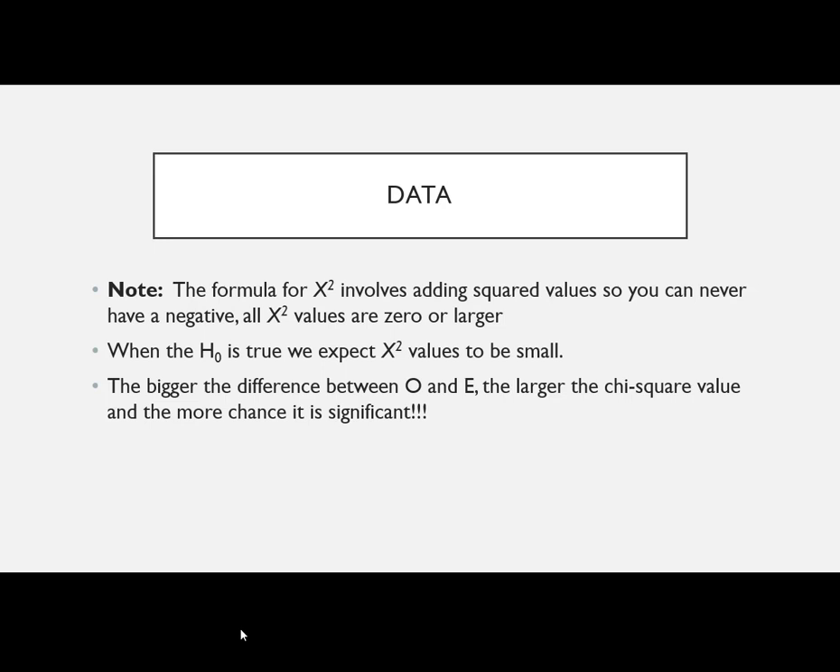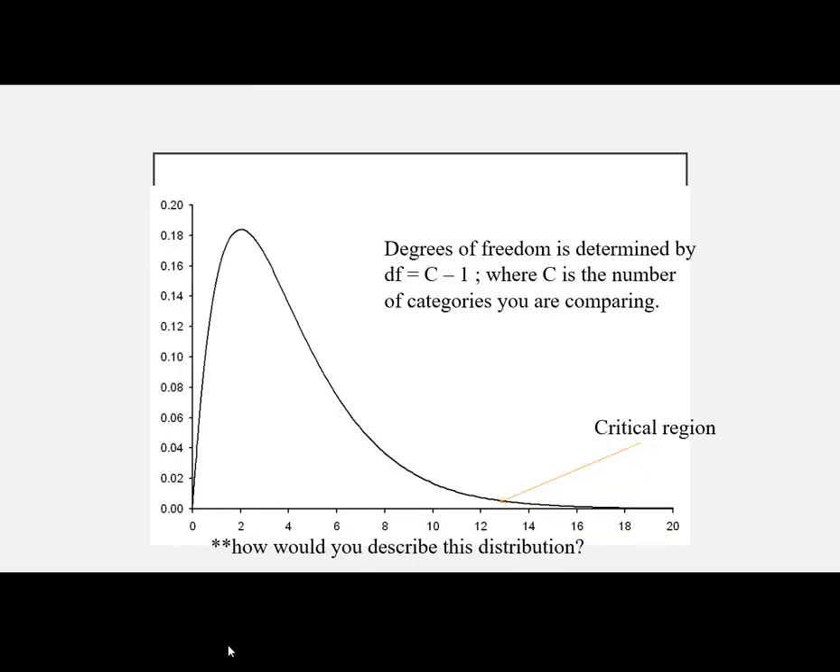The formula for chi-square involves adding squared values, so you can never have a negative. All chi-square values are 0 or larger. When the null is true, we expect our chi-square values to be small. And the bigger the difference between the observed and the expected, the larger the chi-square value and the more chance that it will be significant. I'm going to show you the formula a little bit later in the presentation.